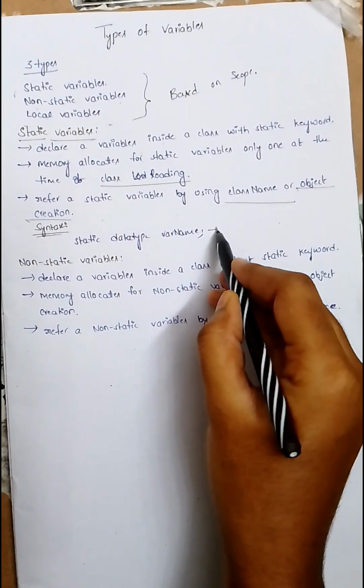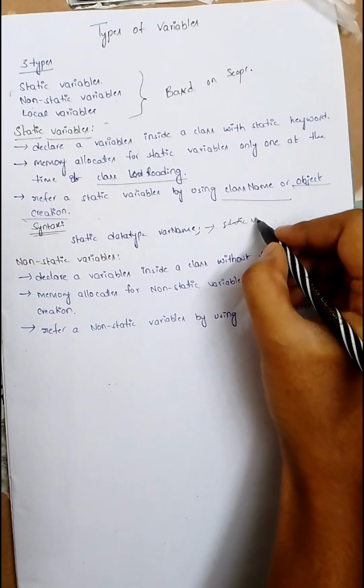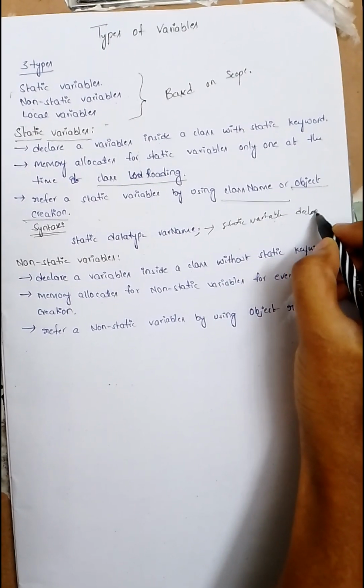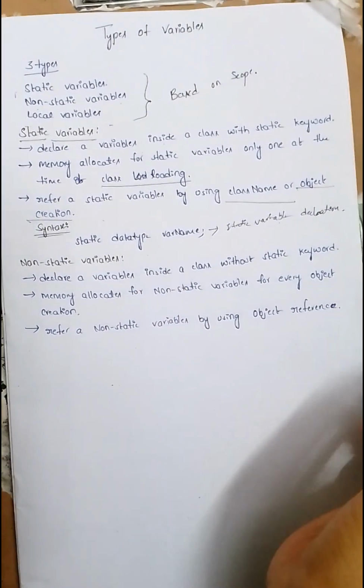This is the syntax for static variable declaration: static data type variable name.